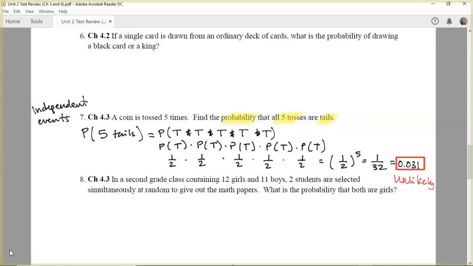There's a 3% chance that if we were to flip a coin 5 times, all 5 times it would be tails. So this would be an independent event. The first outcome does not affect the second outcome. The probabilities have remained the same throughout. And with independent and dependent is when we use the word and. With mutually exclusive and non-mutually exclusive, we use the word or. So that's something for you to remember.